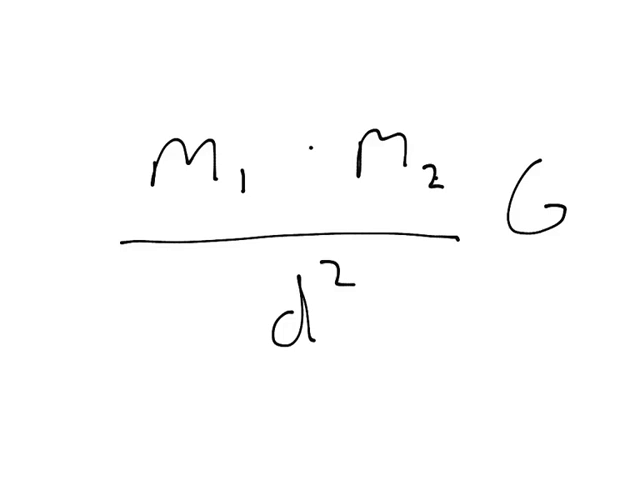Okay, this is Newton's law of universal gravitation. Here's the equation for it. We have mass 1 times mass 2 all over distance squared times G. So that's the distance between the centers. It's really pretty simple. G is 6.67 times 10 to the negative 11.